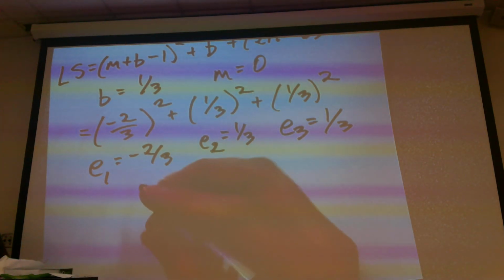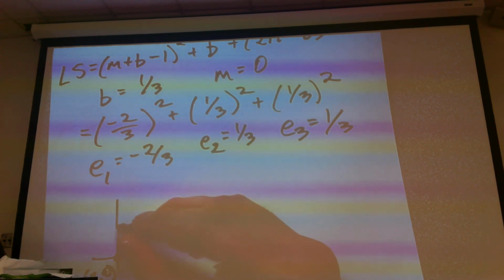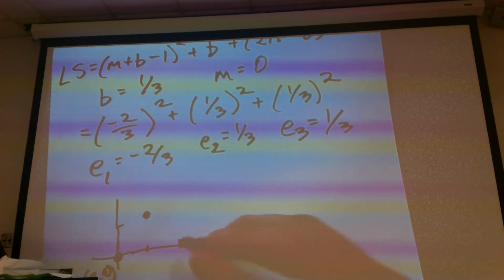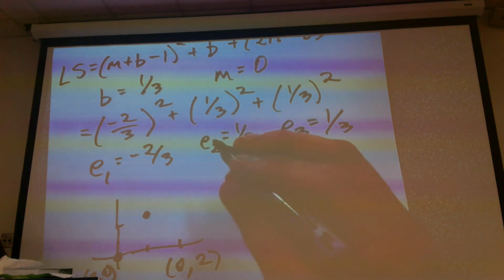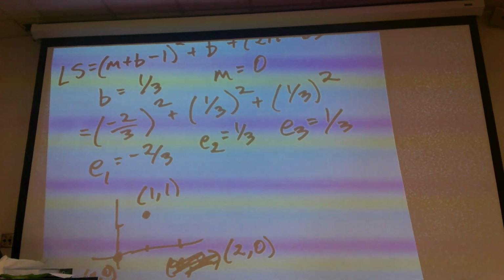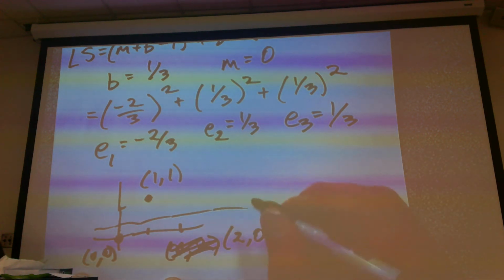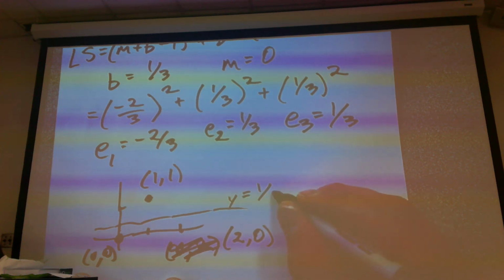So when we plot these points, okay, so point 0, 0, okay, and then this is 0, 2, I'm sorry, 2, 0. And 1, 1, like that. And we've got this line right here, which is y, which equals 1/3.